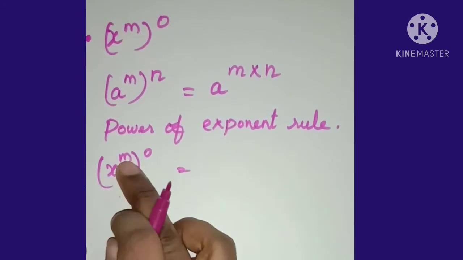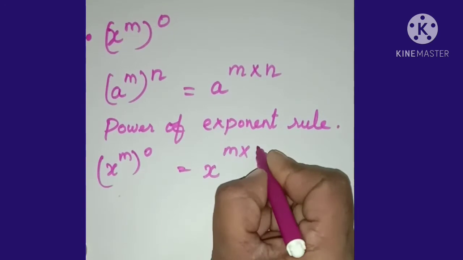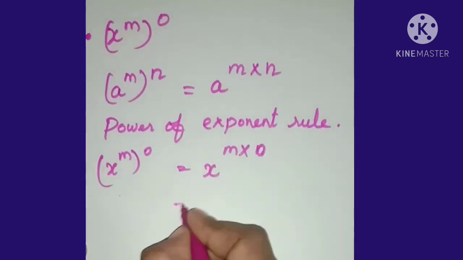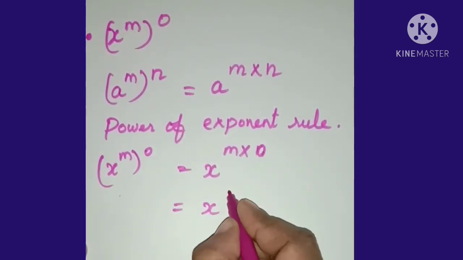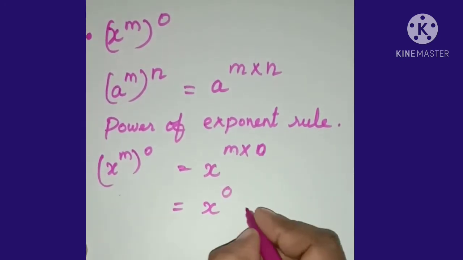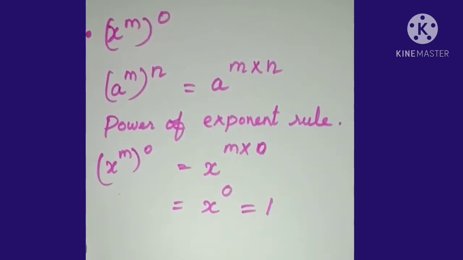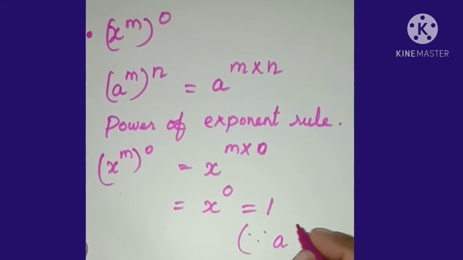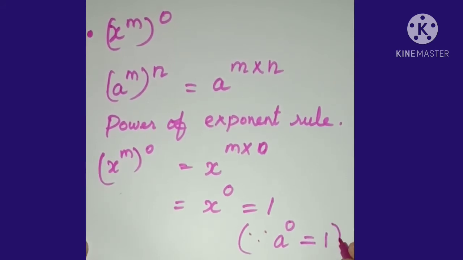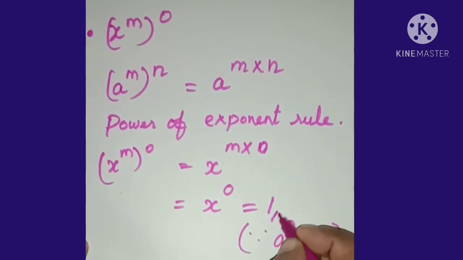Okay, so we can write x power m the whole power 0 as x power m into 0, the product of exponents. So m into 0, any number multiplied by 0 is again 0. So a to the power 0 is 1. We know that any number to the power of 0 is equal to the value 1. So here x power 0 is 1.